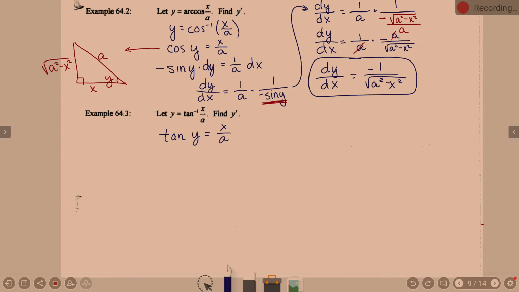Okay, this might be a challenge for a moment. When we take the derivative here, what is the derivative of tangent of something? Yep, secant squared. The derivative of tangent of something is secant squared of something times the derivative of something. So derivative of y, dy. Derivative of x over a, for the third time in a row, is 1 over a times dx. Solve for dy dx.